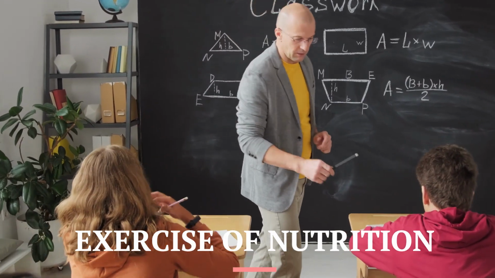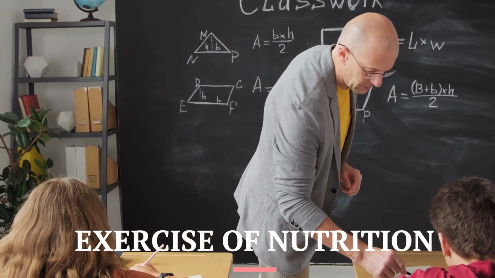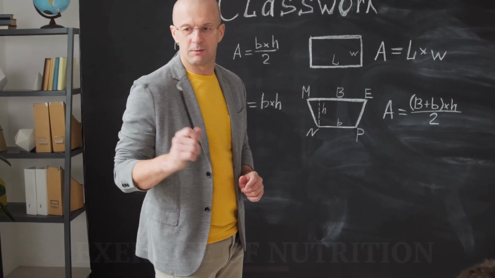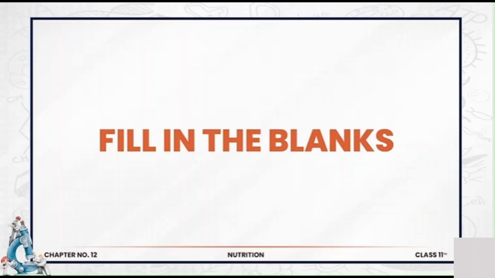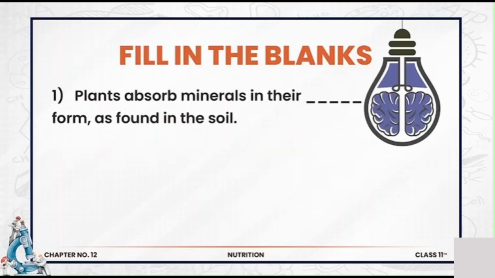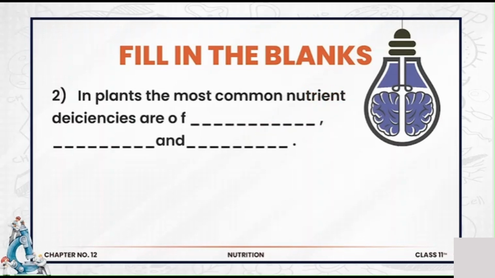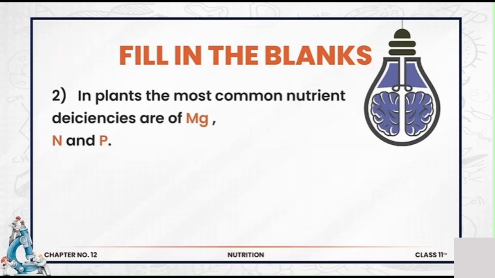Today we will discuss the exercise of Chapter 12, Nutrition. Exercise, question number 1, fill in the blanks. The first blank is, plants absorb minerals in their ionic form as found in the soil water. Okay? And blank number 2, in plants, the most common nutrient deficiencies are of magnesium, nitrogen, and phosphorus.